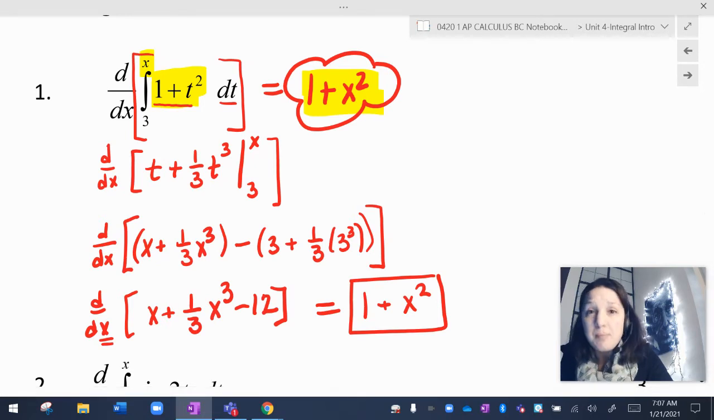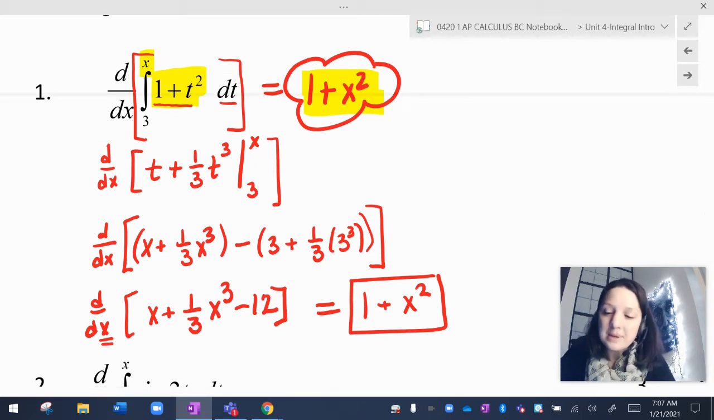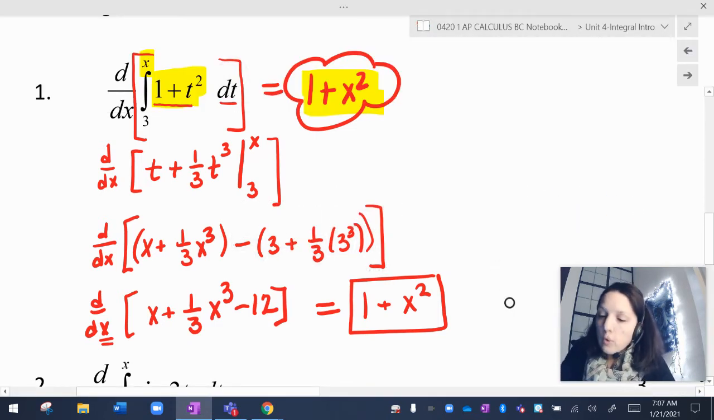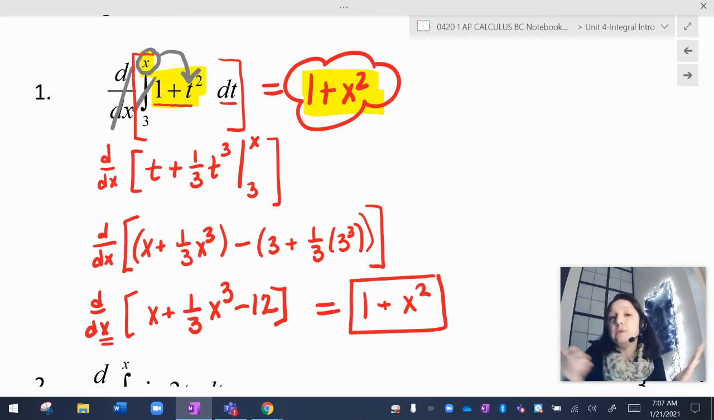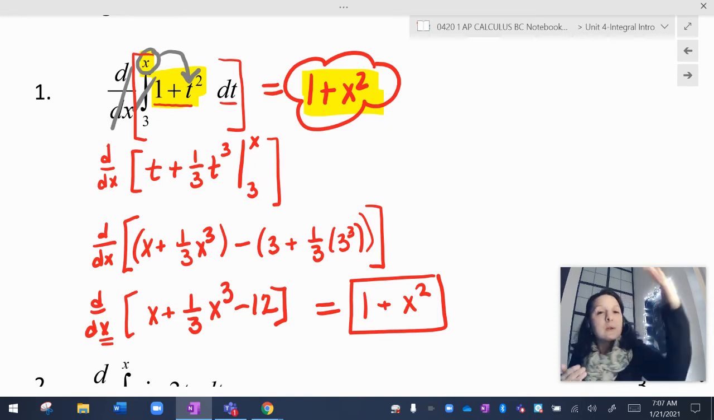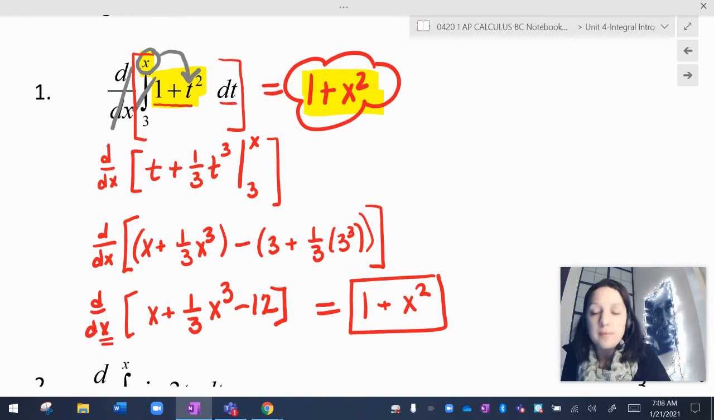So what really happened? When I took the derivative of the integral, what basically happened is the derivative and the integral canceled, and instead of having 1 plus t squared, I now have 1 plus x squared. What happens when you have an integral set up like this and then you differentiate it is your limit of integration just kind of drops down in there. And you might be thinking, but wait, Mrs. Weber, there's 2 limits of integration. What about the 3?